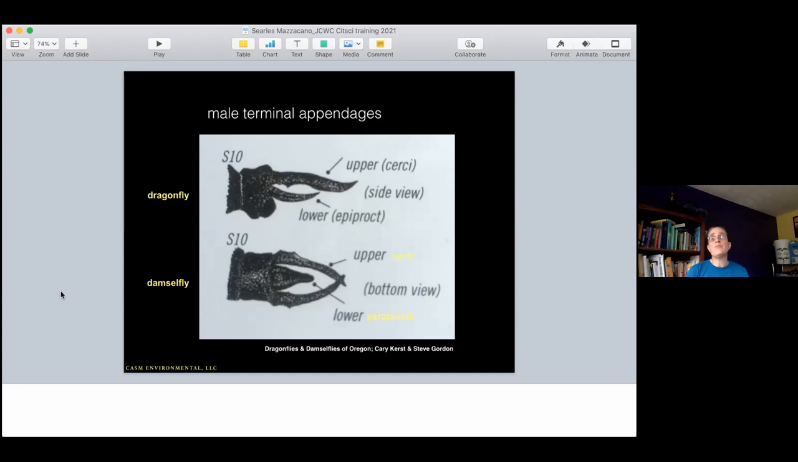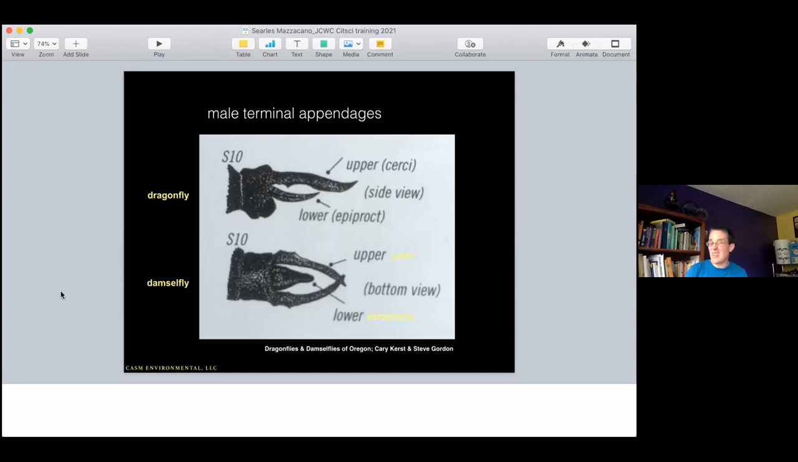And that might seem like we're really getting into the weeds on the details here, but you're going to see in some of the photos that I'll show you in just a few minutes that it is actually pretty obvious or evident. Oh my gosh, look at those cerci. They've got a hook, they've got a fork, they're curved, they're blade-like. It's a pretty useful feature and not terribly hard to see.